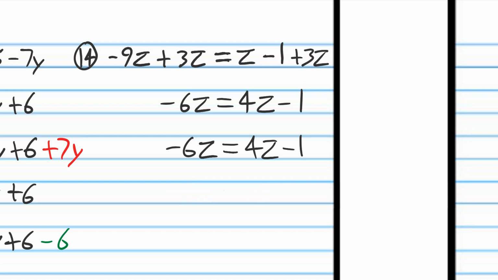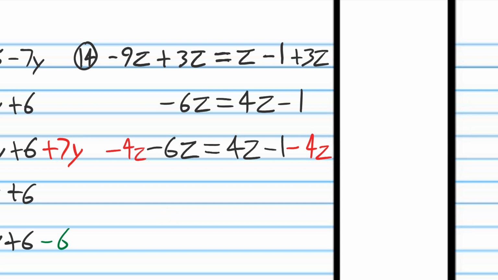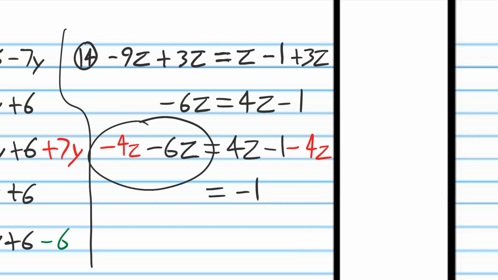Whoops. I'm rewriting the same thing again. So we're going to subtract 4z from both sides. And I'm going to have to move this stuff over a little bit. So we're subtracting 4z from both sides. And you can put a divider line here. Negative 4z minus 6z is negative 10z.